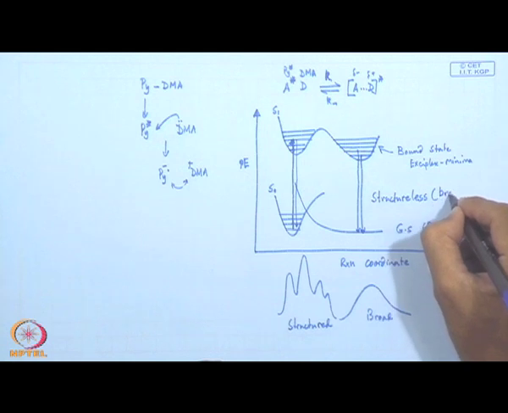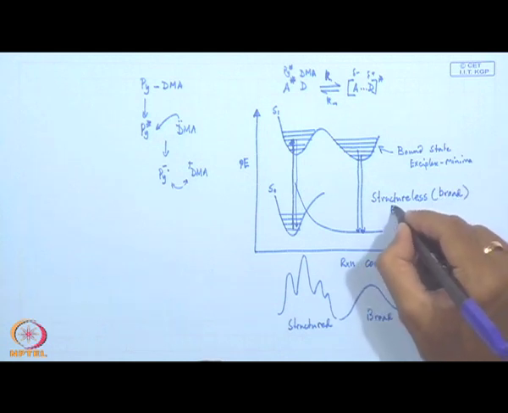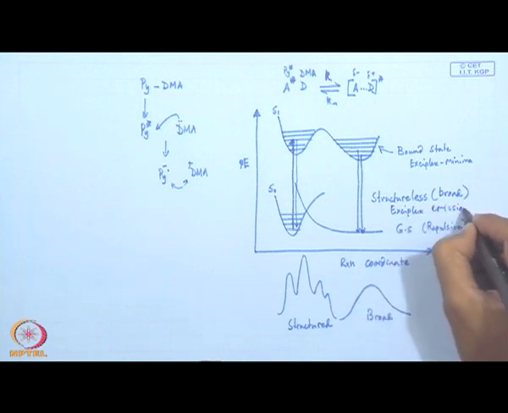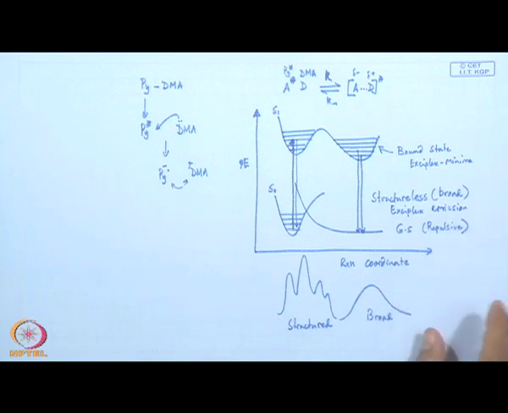Structureless means broad exciplex emission. So that is the basic diagram for the exciplex formation between, say, pyrene and DMA, where pyrene is initially excited and then DMA quenches that excited pyrene, thereby generating this exciplex, and then the exciplex fluoresces to give you exciplex fluorescence.